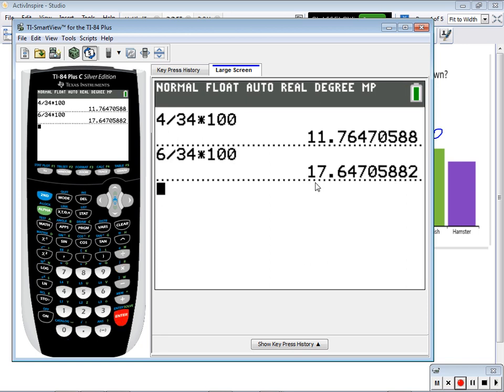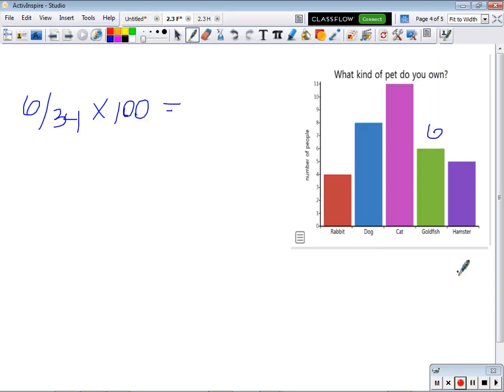So this comes out to be 17.6%. So since it's 0.6, let's call this 18%. So I got that there. So that's the answer for number 5. Number 6 says, if there are 500 students in the school, how many would you expect to own a hamster?